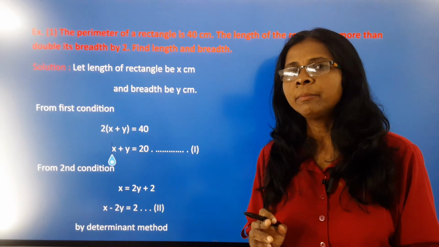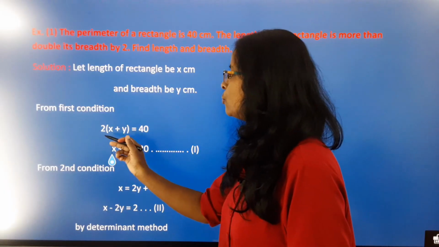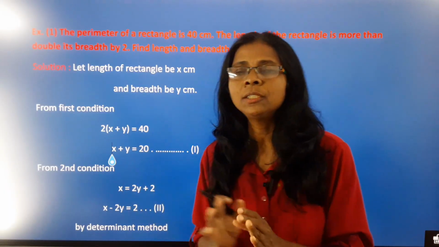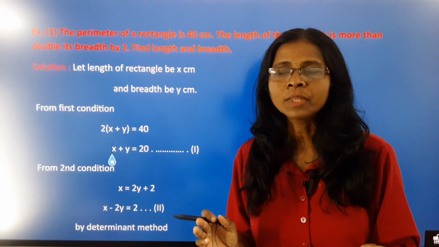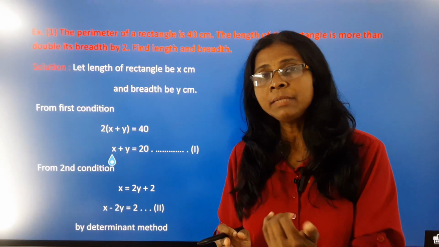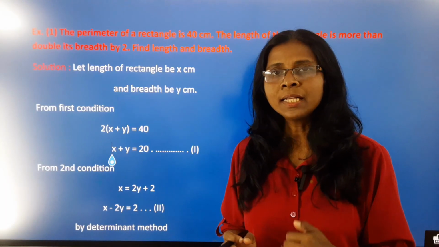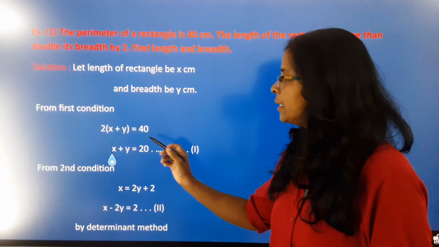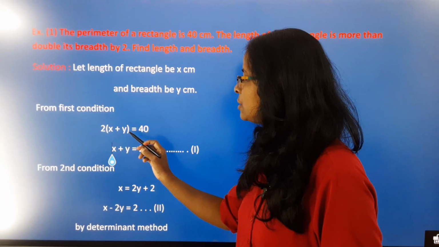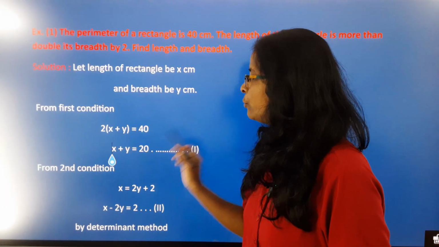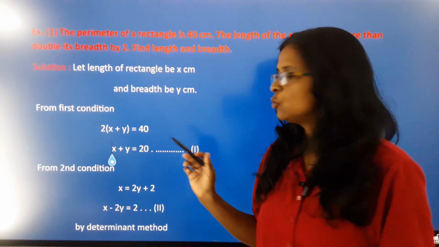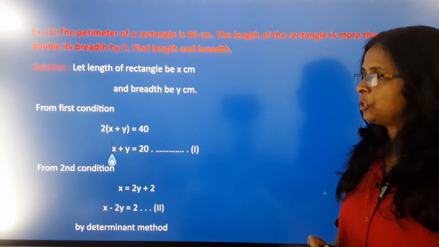And what is the perimeter? That is equal to 40. So this is our first condition. This is our formation of the equation. But this form of equation can be simplified. We can simplify it by dividing by 2. So here x plus y is equal to 20 by dividing by 2. So we get the first equation.